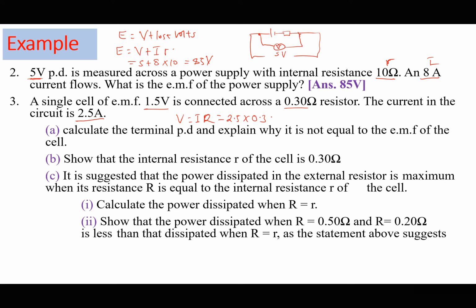2.5 times 0.3. So this is going to be 0.75 volts. So that is the terminal PD. Explain why it is not equal to the EMF of the cell. So the cell has some internal resistance. So the internal resistance accounts for the lost volts.